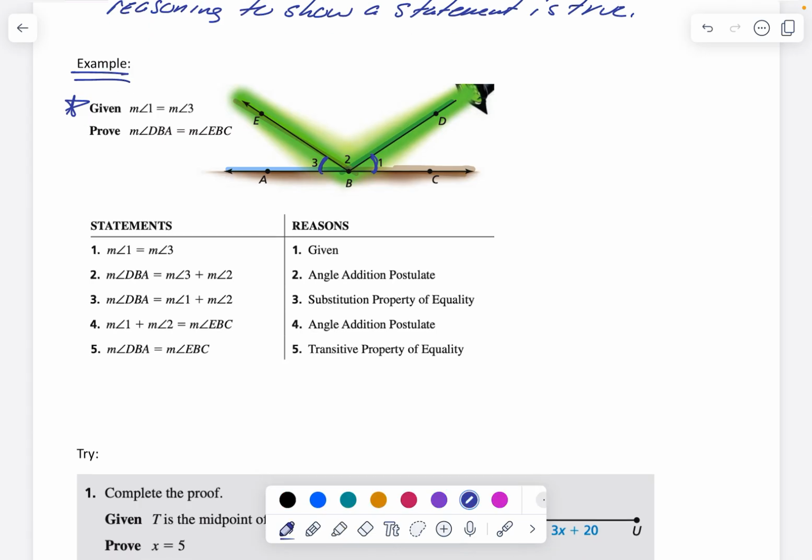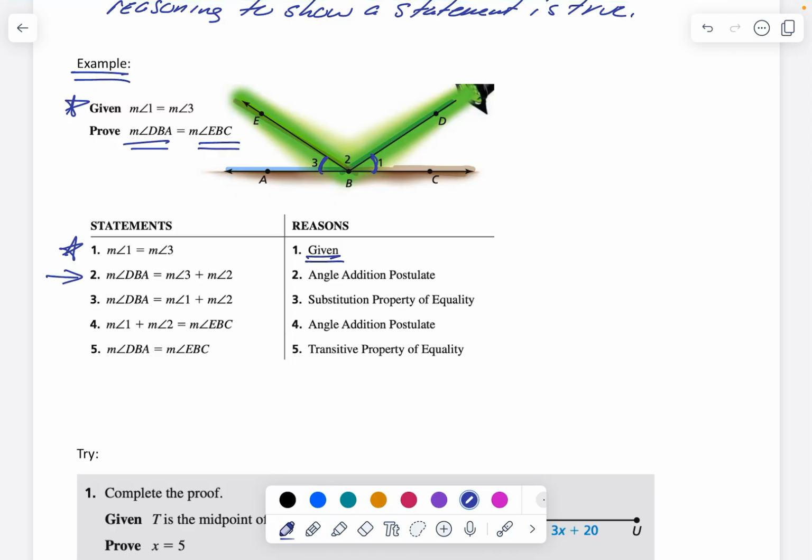so let's take a look. We would always start with the given, okay? So we start with the measure of angle 1 is congruent or equal to the measure of angle 3. Okay, so we have that. Now, when we look at this, we can look at the diagram, and we want to talk about angles 1, 2, and 3. So let's look at the picture. See how DBA, that angle, is angle 2 and angle 3 all together? And so that's what we're going to say next.